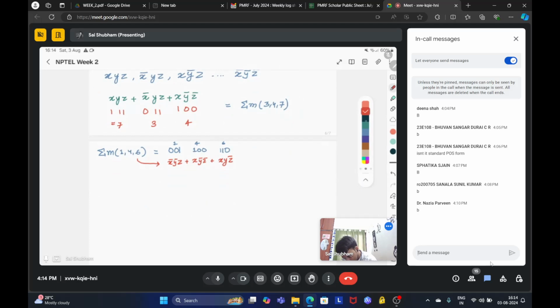Now the catch is that if we want an equivalent expression in max term, it will be all the digits which are missing. For example, here 0 is missing, 1 is there, 2 is missing, 3 is missing, 4 is there, 5 is missing, 6 is there, 7 is missing. So this will be the equivalent max term representation.